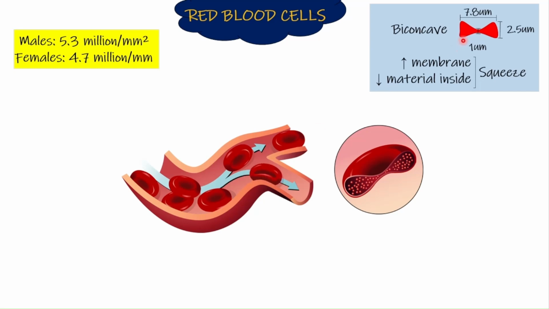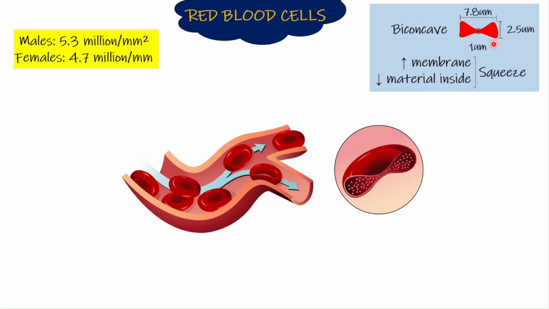Now, if in some conditions, which we'll discuss afterwards, the amount of the membrane is reduced, then what will happen? The RBC will not be able to maintain its biconcave disc shape. The RBC will be converted into a spherical shape, and then the contents inside and the membrane both will be in proportion to each other.